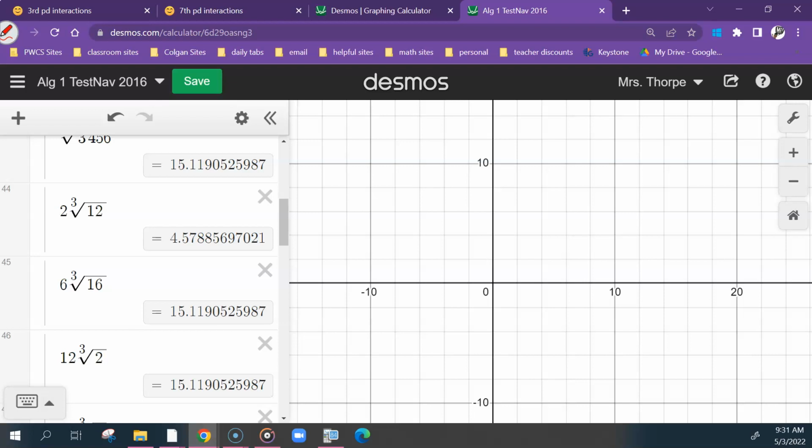The cube root of 16, can we simplify that further? Yeah. So then that would not be your answer, and your answer would be 12 times the cube root of 2. So C. So be careful with problems like that. Do we have questions on 6?